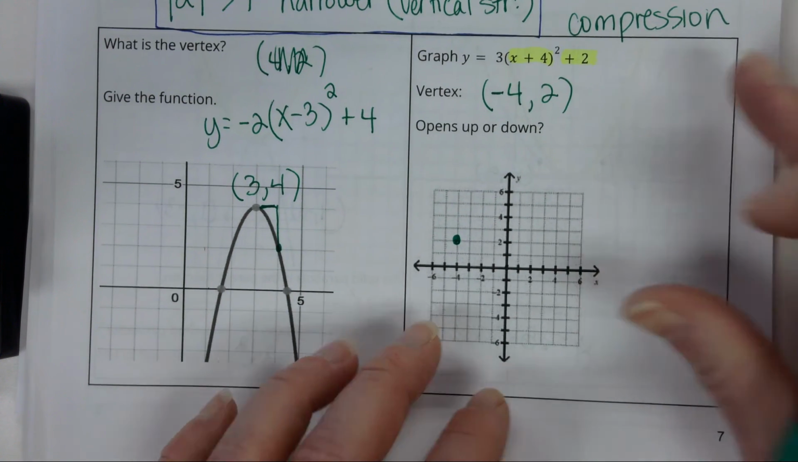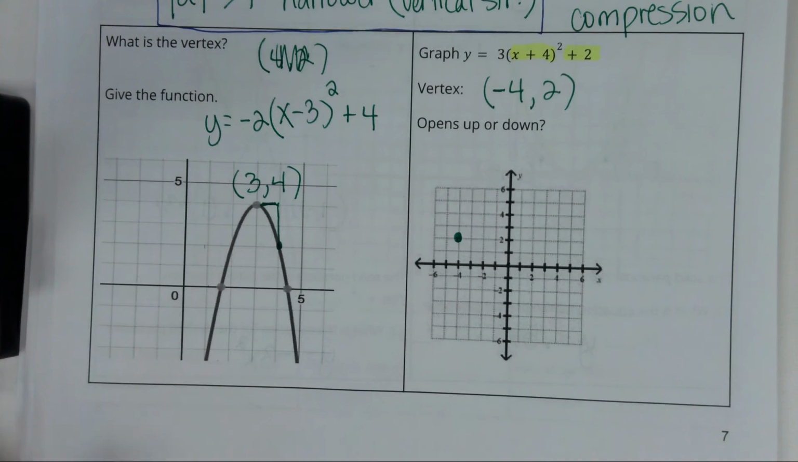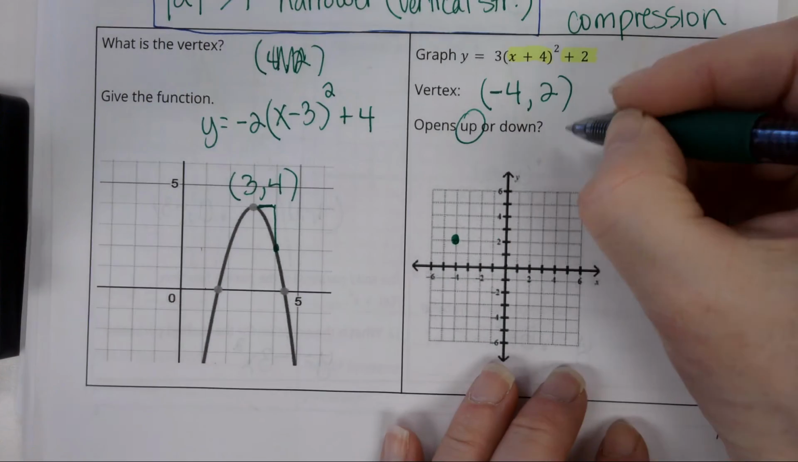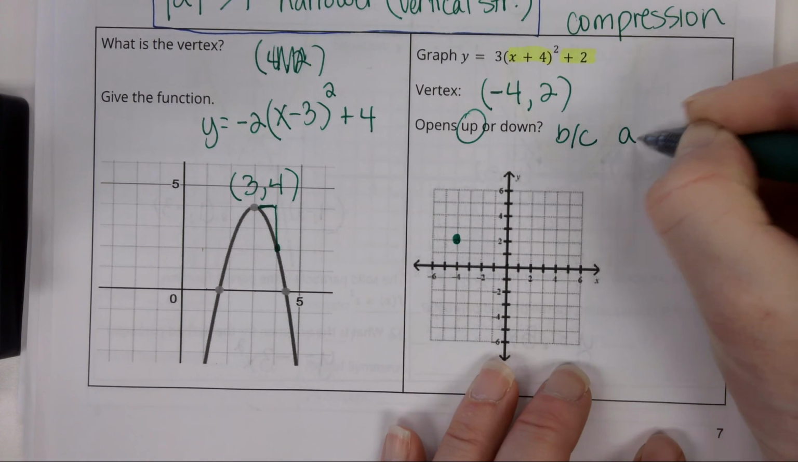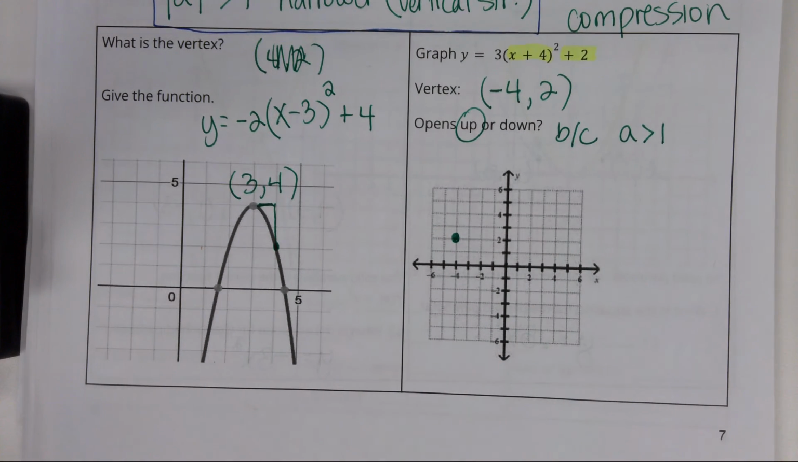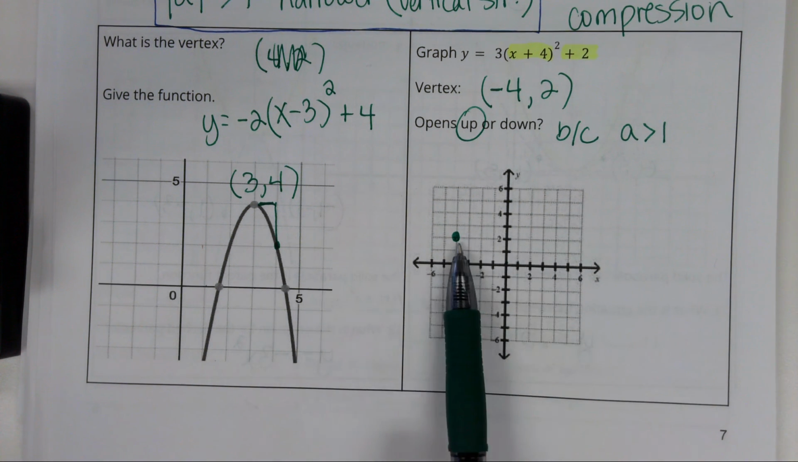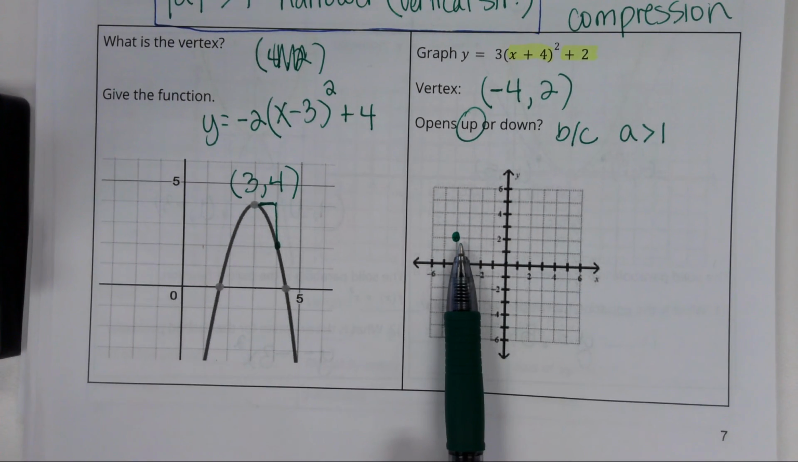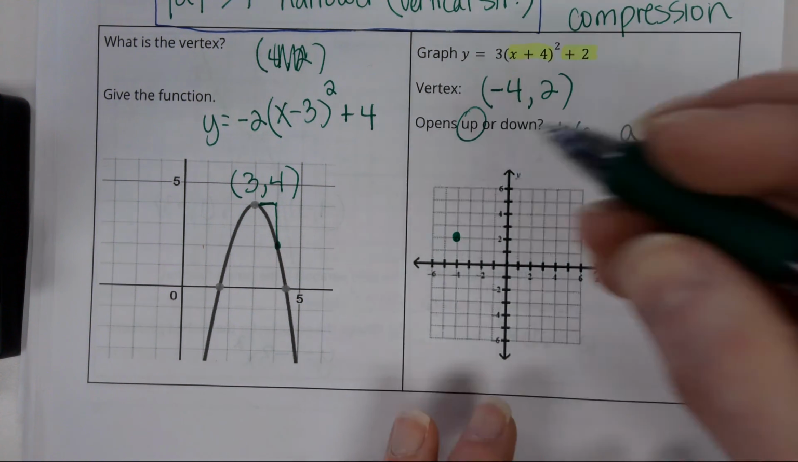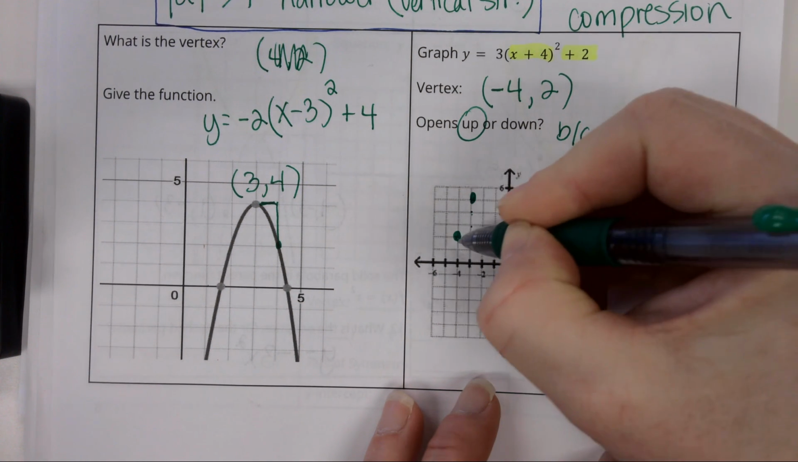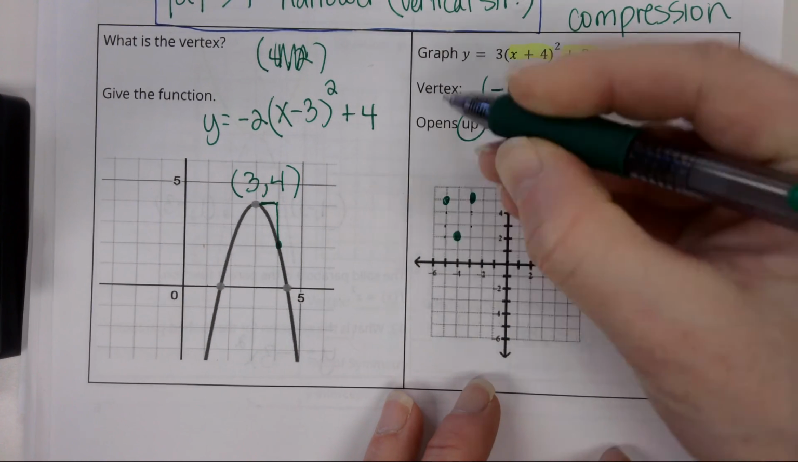Braden says it's opening up, and the reason why is because A is greater than 1. A is 3, right? So all I want for your sketch is your rate of change. From your vertex, you're going to go over 1, up 3 on either side, and we're going to sketch a picture. So I go over 1, up 3, 1, 2, 3 on this side. I go over 1, up 3 on this side, and there's my parabola.